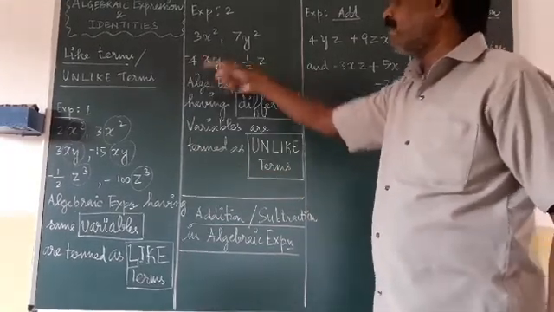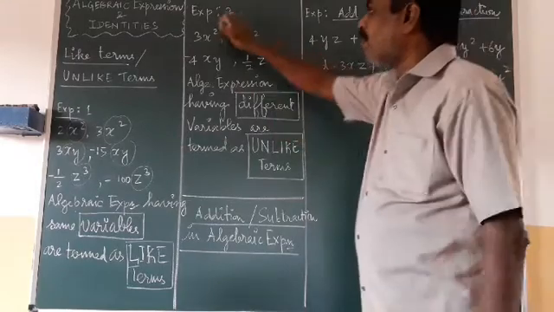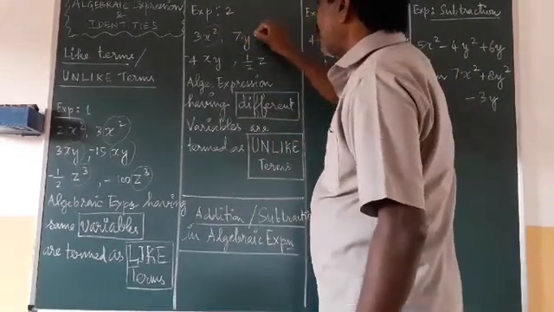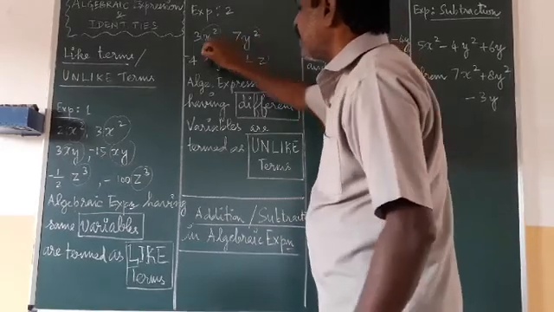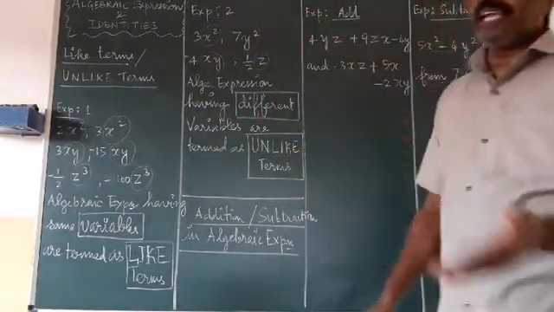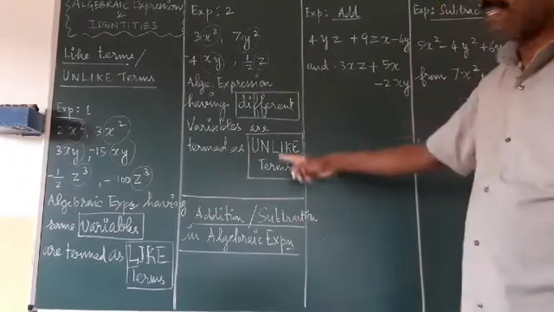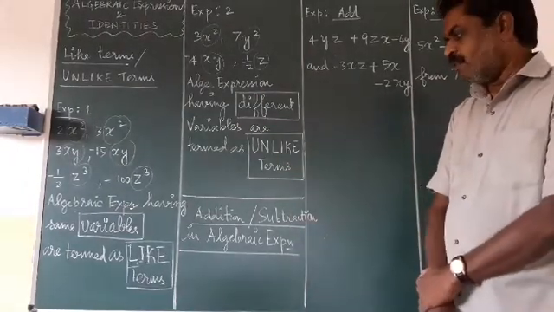Okay, whatever the number might be present, only the variable part you have to see: x square, y square, x, z, xy. So when the algebraic expression contains terms of different variables, that is called unlike terms.